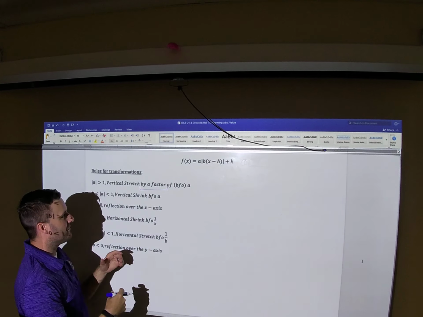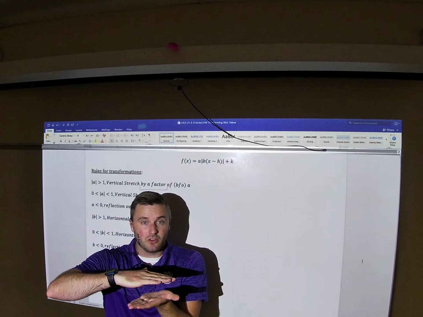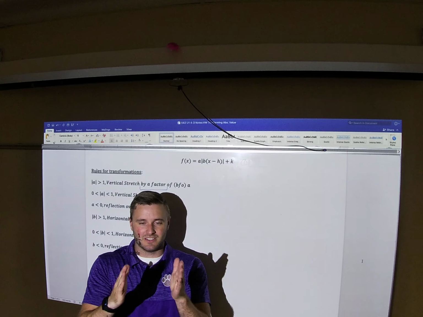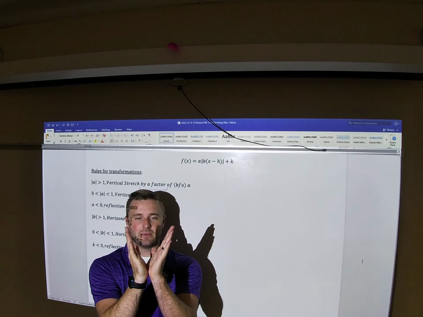Now, what if this is a fraction, something like 1/2 or 1/3 or 2/5? When we have a number between 0 and 1, that's going to be a vertical shrink by a factor of A. So again, take that big lump of Play-Doh and press down from top and bottom. The only way that Play-Doh has to go is out, right? In the same way, if I have a V-shaped graph and I press down from top and bottom, the only way my V can go is out. So a vertical shrink makes that V wider, makes it larger.